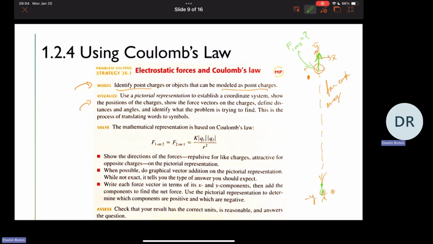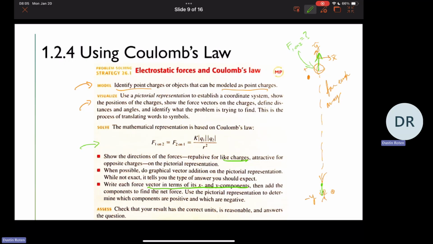So once we identify this force that we're trying to find, that's when we can jump into the mathematics. So now we can basically just say this is a charged particle problem, so we know we're going to use Coulomb's law. Since we have the directions of the forces, we know that we've got two like charges, so they're going to repel each other. Of course, we can also do graphical vector addition if we need to, and then write each vector force in terms of its x and y components.